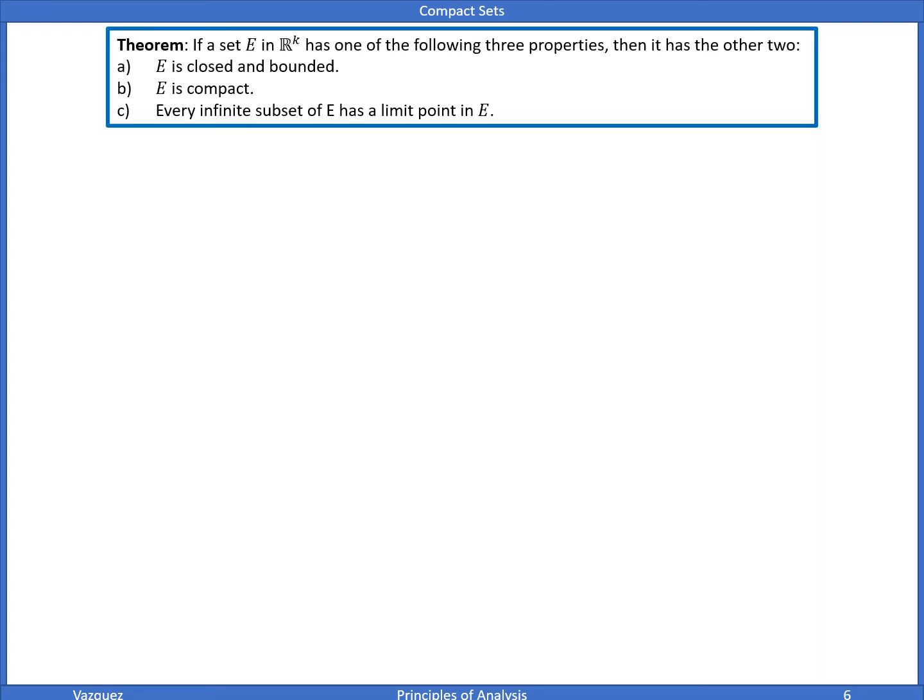So, if a set E in R^k has one of the following three properties, then it has the other two. Right? So the first property is E is closed and bounded. Next one is E is compact. Next one is every infinite subset of E has a limit point in E. And the fact that these imply each other actually has a name. This is known as the Heine-Borel theorem.